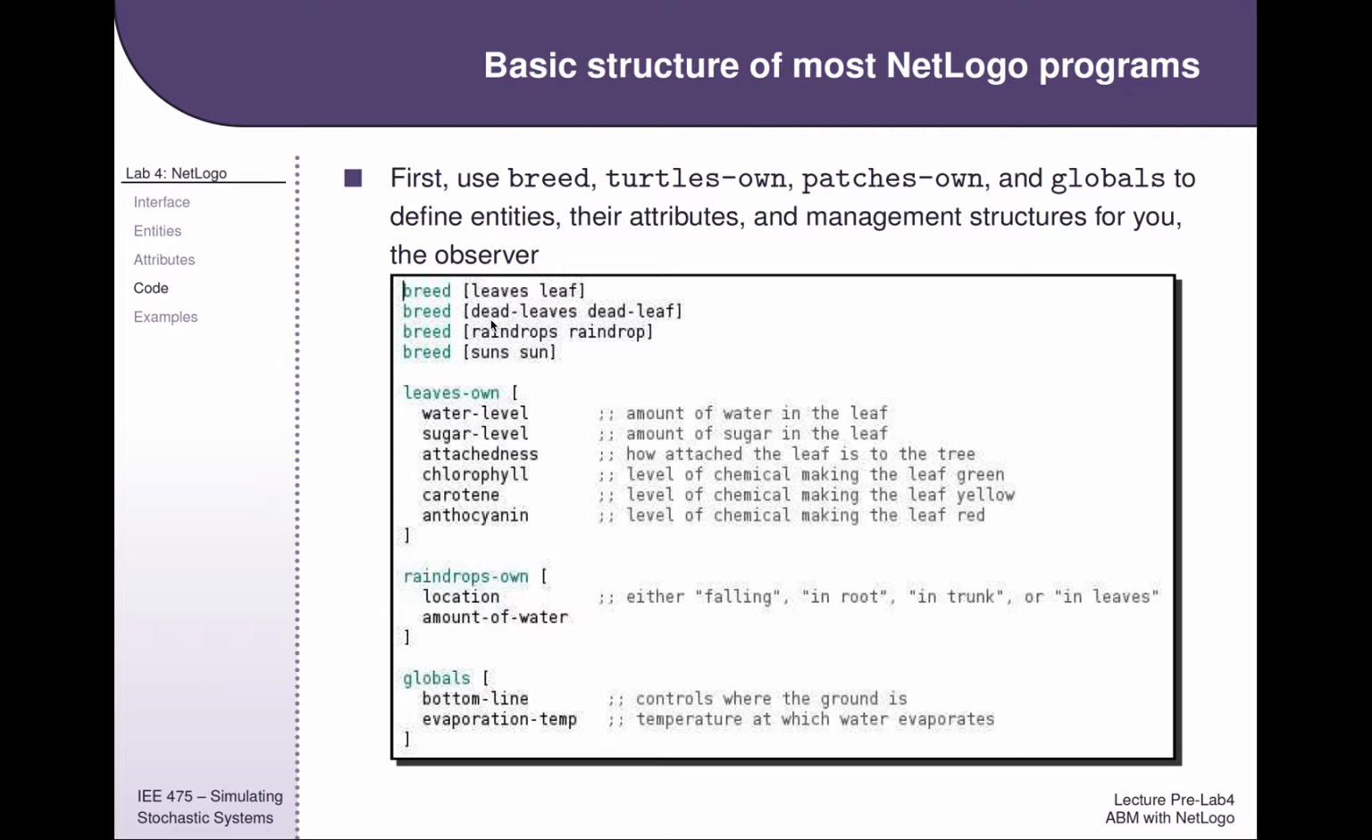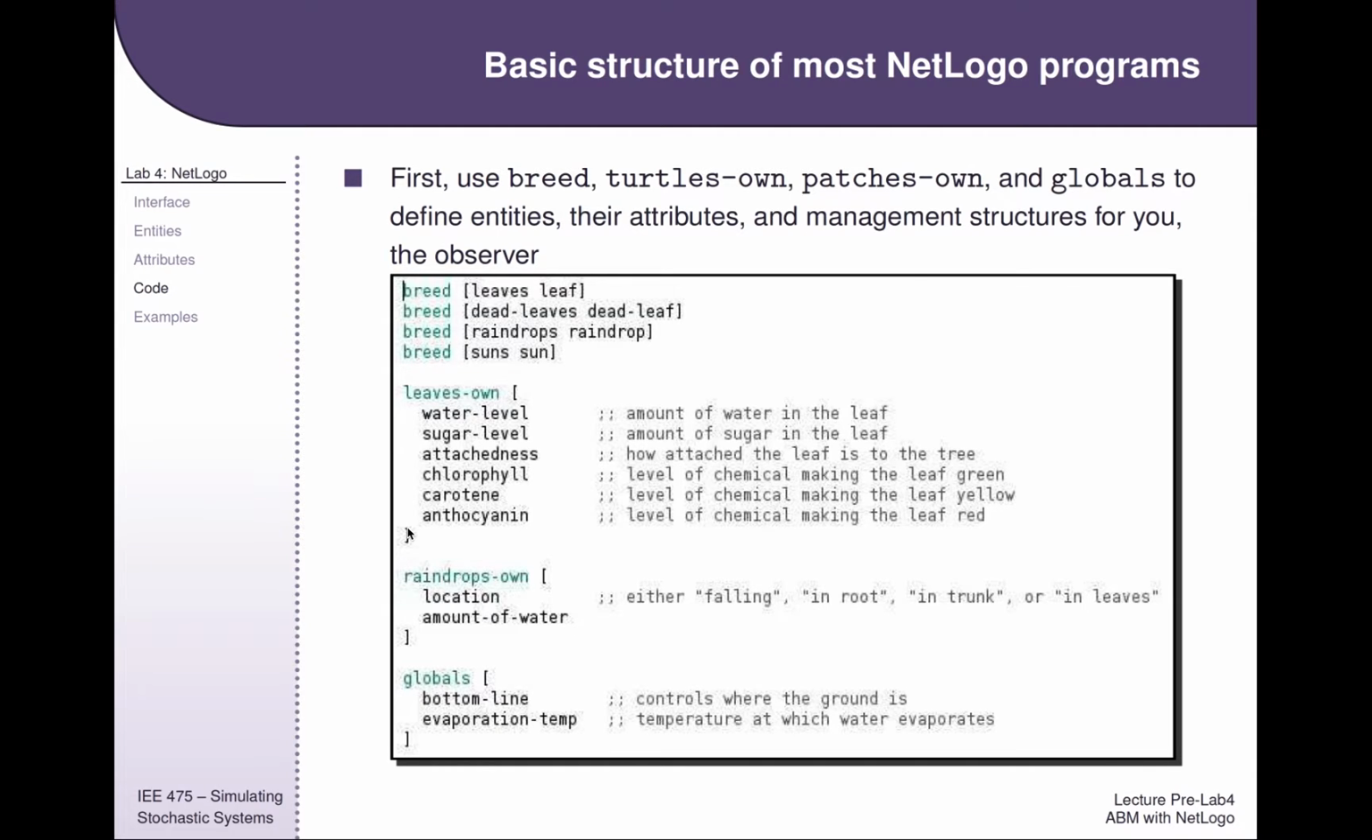Now notice there's a dead leaves breed as well. Now a dead leaf, if I look up here, it actually doesn't say that a dead leaf has any attributes. Well, that kind of makes sense. What we would find in the code is that a live leaf, once it becomes dead, just switches to a dead leaf, and at that point none of these attributes matter anymore, and that's why there aren't any attributes for dead leaves.